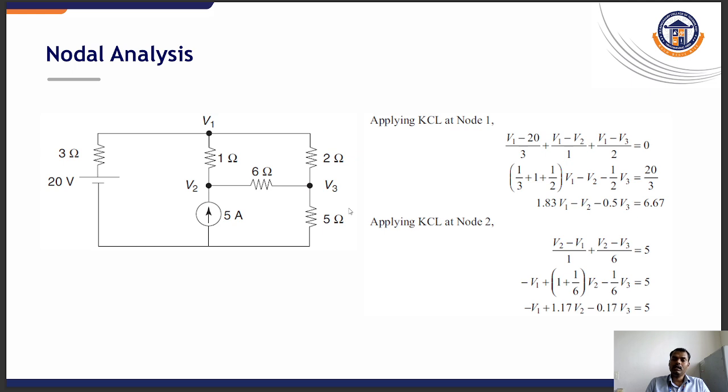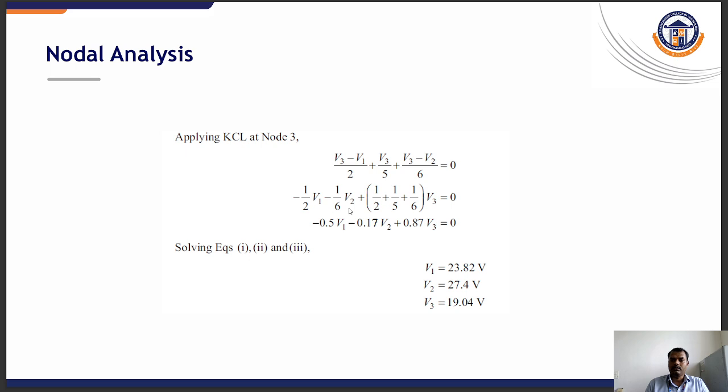And then by applying KCL at node 2, we can write (V2 minus V1) divided by 1 plus (V2 minus V3) divided by 6 is equal to 5. By simplifying this, we can write minus V1 plus 1.72 V2 minus 0.17 V3 equal to 5.